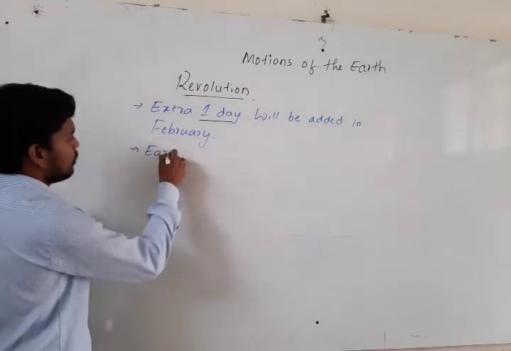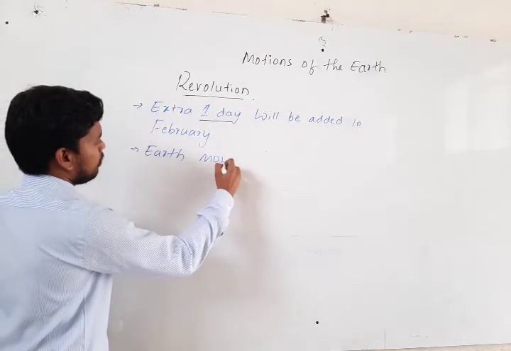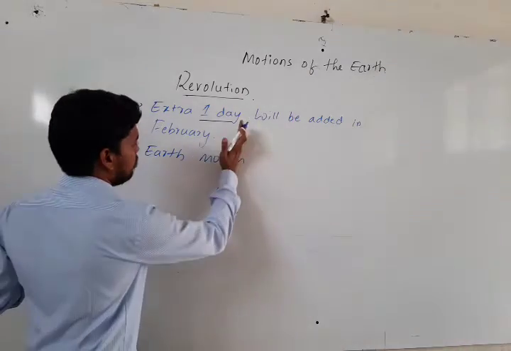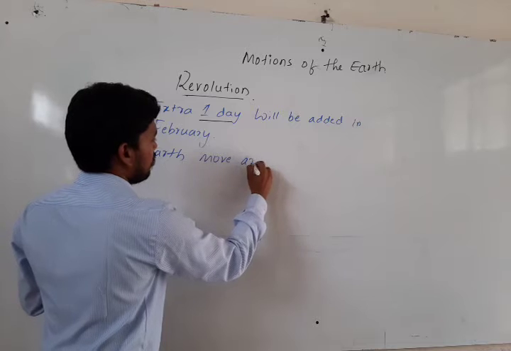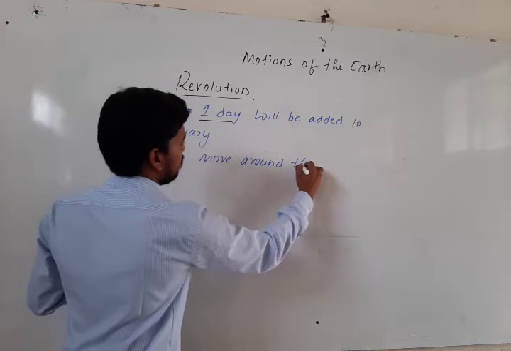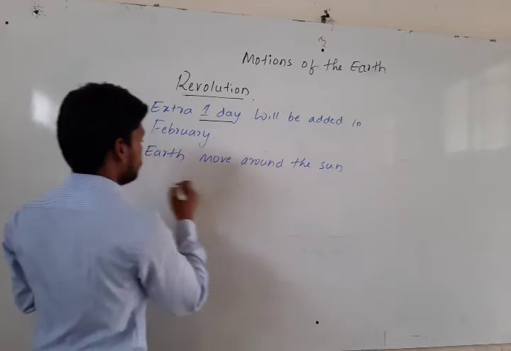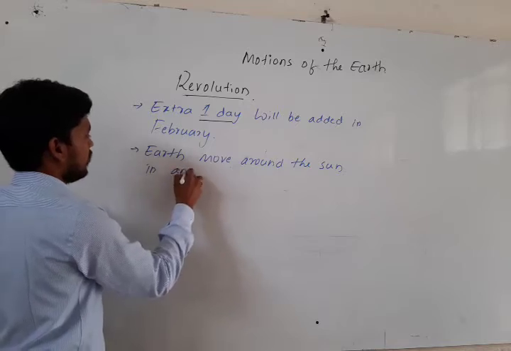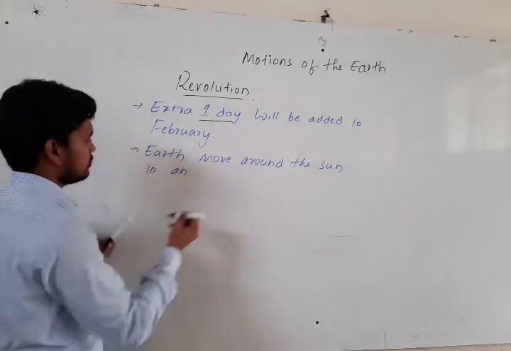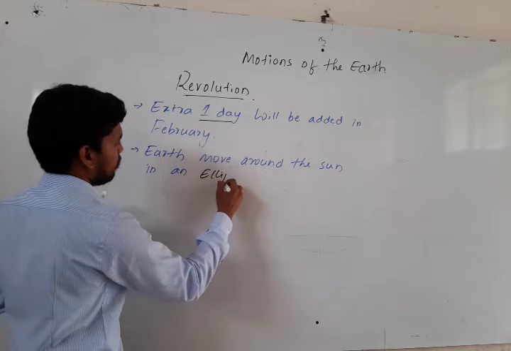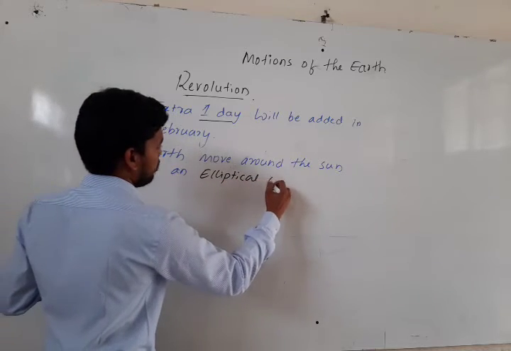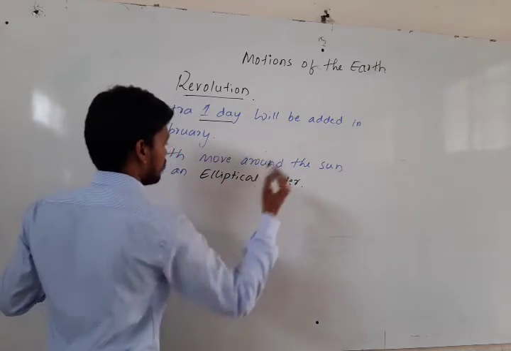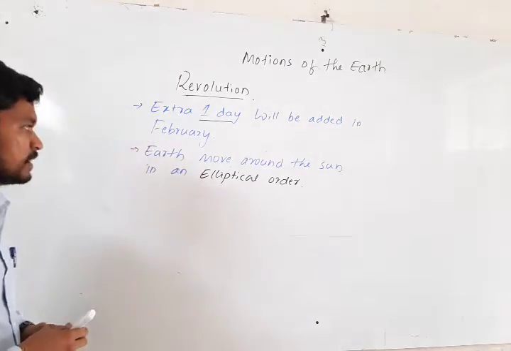Earth moves around the sun in an elliptical orbit. It's not a circle, it's an elliptical orbit.